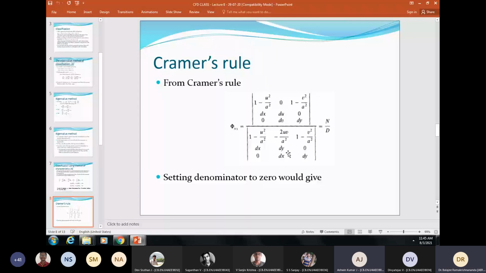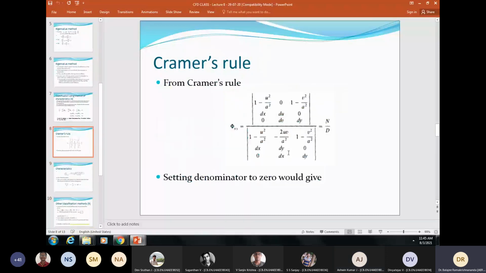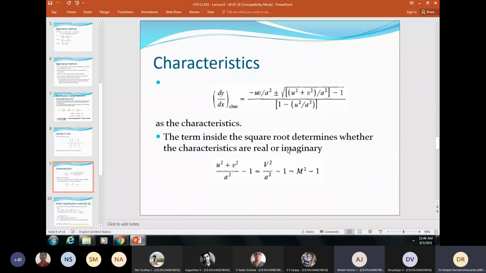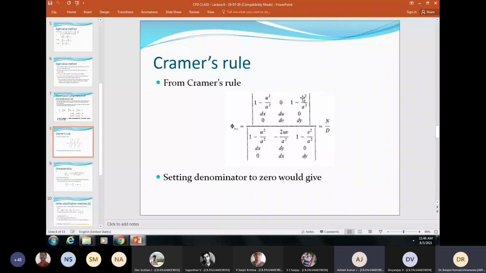The denominator is the same for all. What does the denominator have? dx and dy. And solve for the condition. What is the condition? It turns out that if you rearrange them, you will get dy by dx equal to the term on the right hand side. Are you understanding how this is coming from this equation?